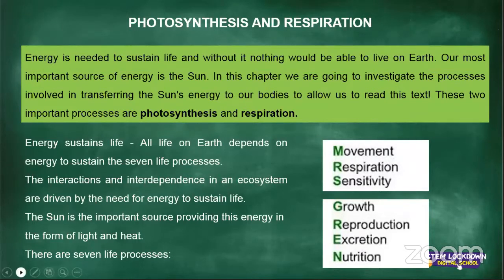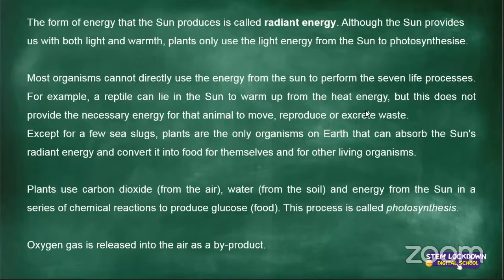Okay, no problem. Right. So we know that the form of energy that the sun produces is called radiant energy. Although the sun provides us with both light and warmth, the warmth is the heat because the sun heats the earth's surface. Plants use this light energy from the sun to photosynthesize. Most organisms cannot directly use the energy from the sun to perform the 7 life processes. For example, a reptile can lie in the sun to warm from the heat of the sun, but this doesn't necessarily mean that it provides the animal with energy.